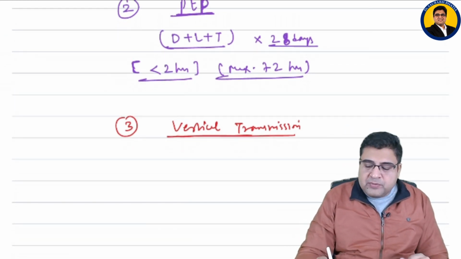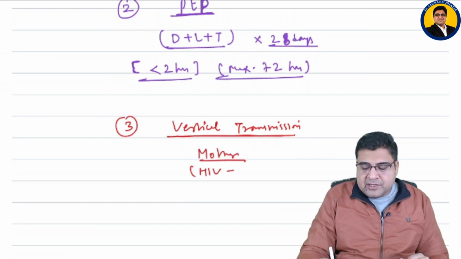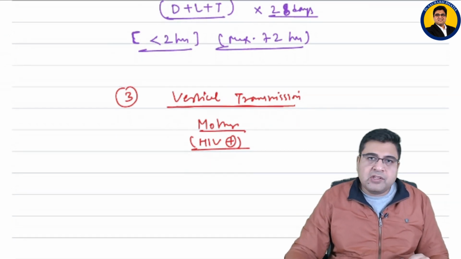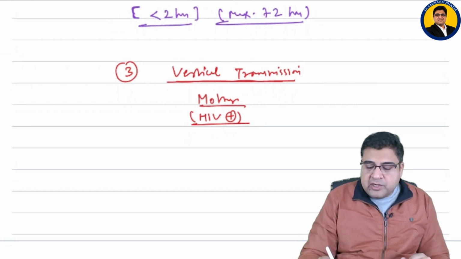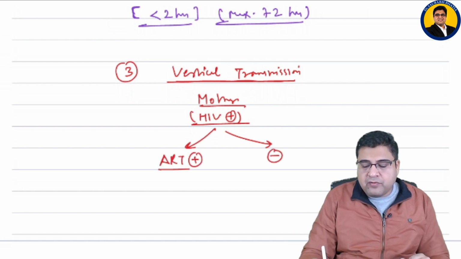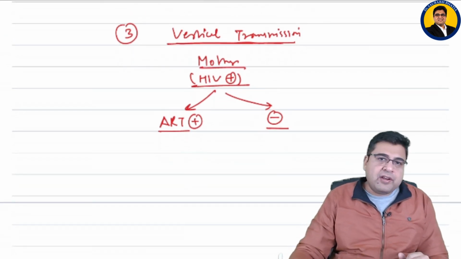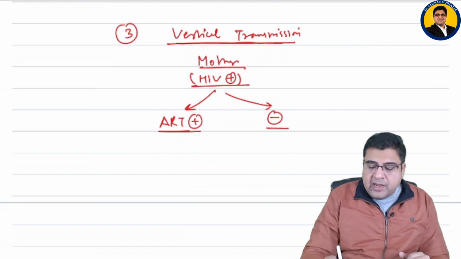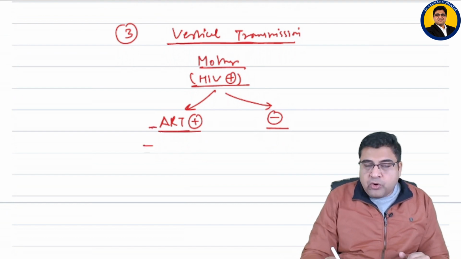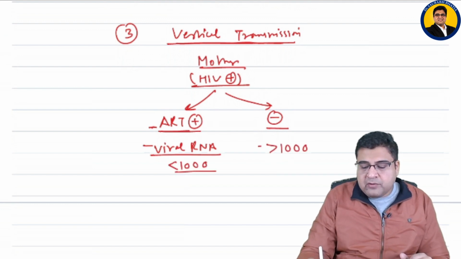If we want to stop this vertical transmission in any mother who is HIV positive, and you want to prevent the spread of the infection to the baby, what you can do depends on whether the mother is on antiretroviral therapy or not. If she is taking antiretroviral therapy, there is one more criterion. You can also check the viral RNA copies: whether they are less than 1000, or more than 1000.